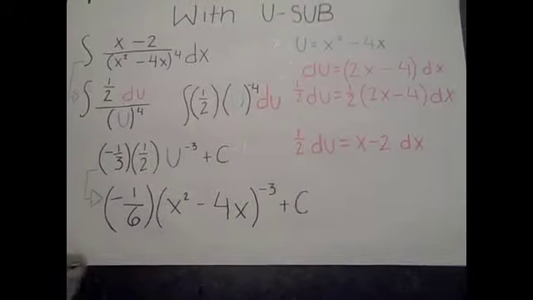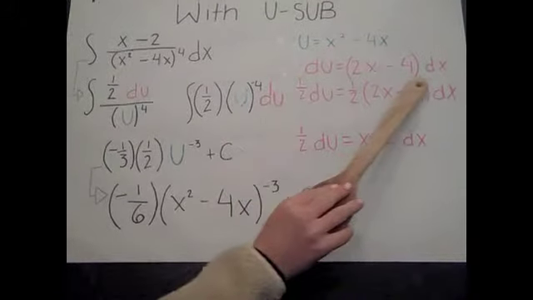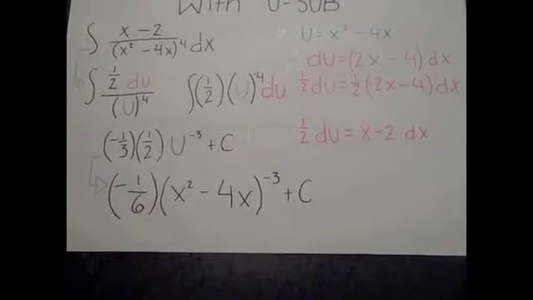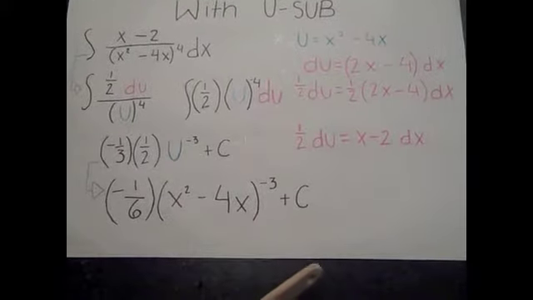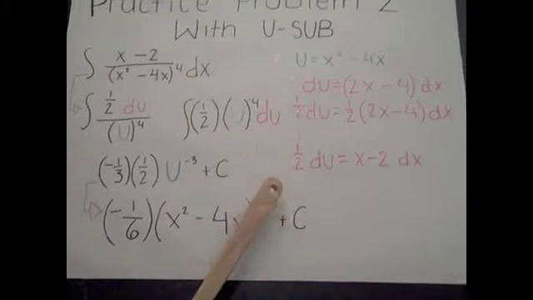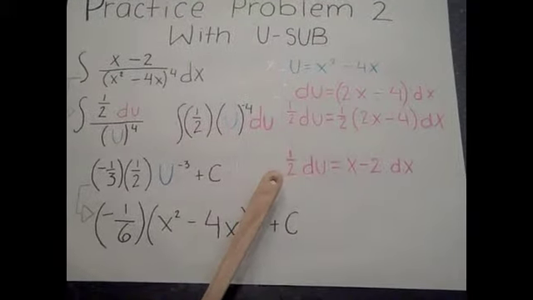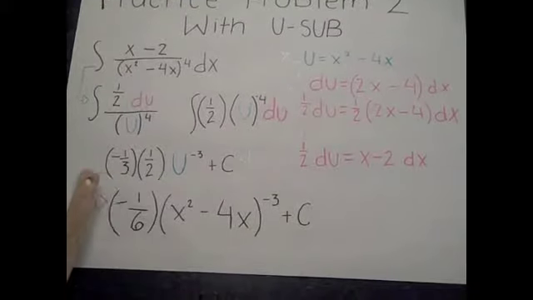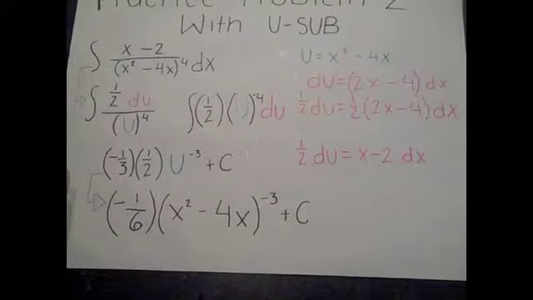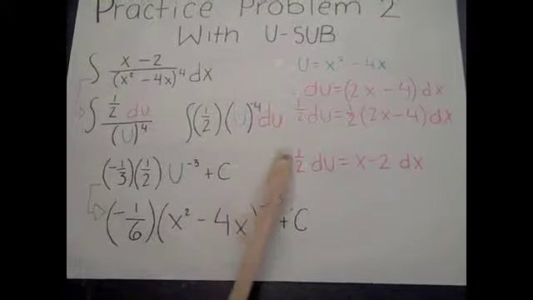Following this, you must determine what du is by taking the derivative of u, which is shown in pink, and is 2x minus 4. Du must be set equal to the remaining part of the problem, which in this case is x minus 2. To do this, both du and 2x minus 4 are multiplied by 1/2.